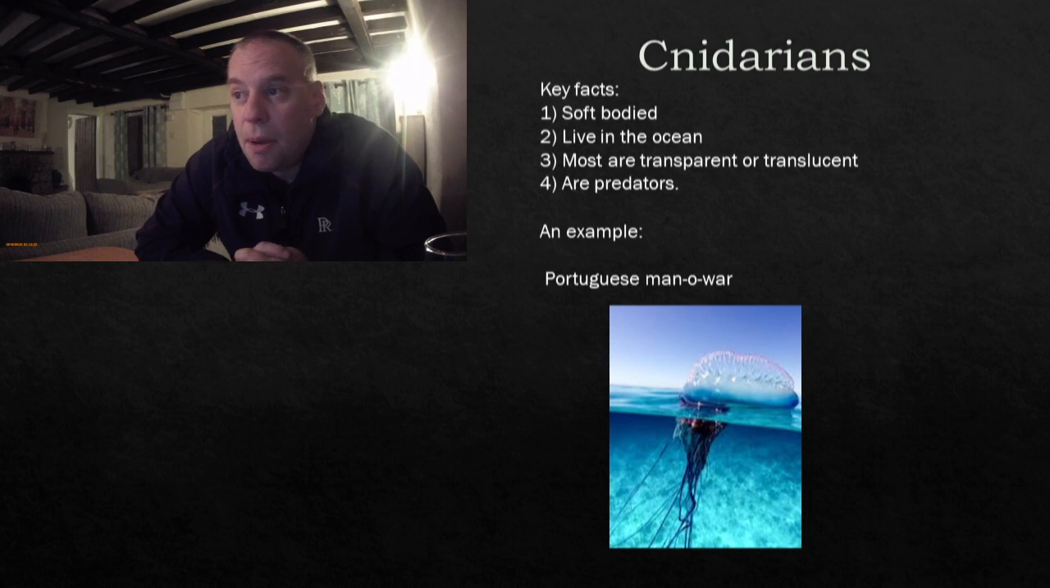They're soft-bodied. Most of them are transparent. You can see the body parts inside. And they're predators. They hunt things. The tentacles below have sting cells that will paralyze fish, and then they eat the fish. The example I've given there is the Portuguese man-of-war. It's not the deadliest. It's the second deadliest jellyfish.